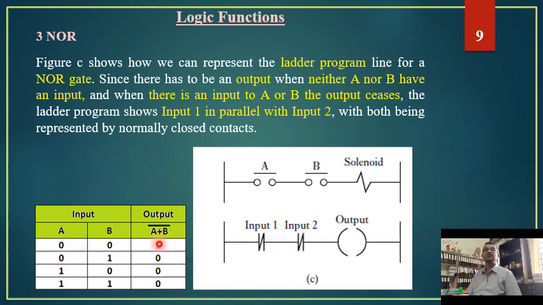So if input 1, input 2 are not there, 0 and 0, output is still there. But the problem comes when any one of the inputs is available or both the inputs are available. When any one of the input is available, or both of them are 1, then output is 0. If input 1 is available, this is open, current will not flow. If input 2 is there, this is open, again current will not flow because they are connected in series with each other. So this is how a NOR gate operates.